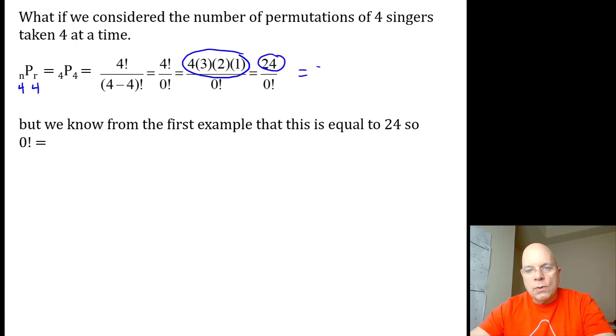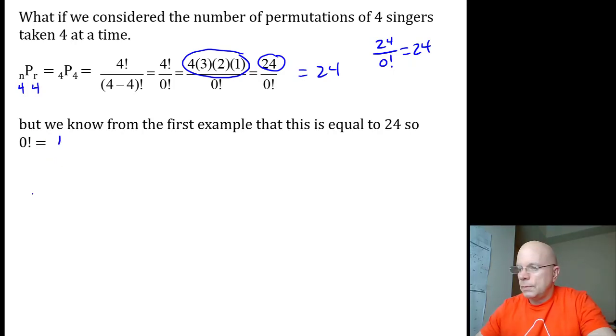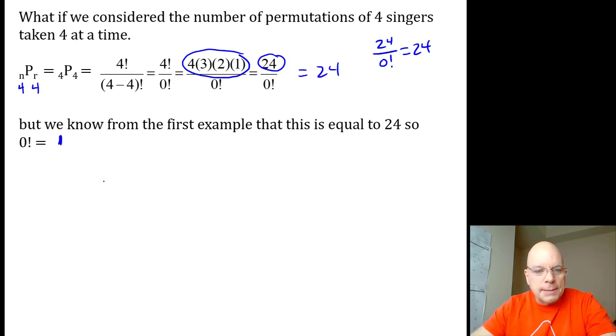If 24 over 0 factorial equals 24, what must 0 factorial equal? It must equal 1, and it does equal 1. I had to pause briefly to remind myself the reason for that, because it's very, very difficult to think of 0 anything equaling 1. But here's my brief explanation.